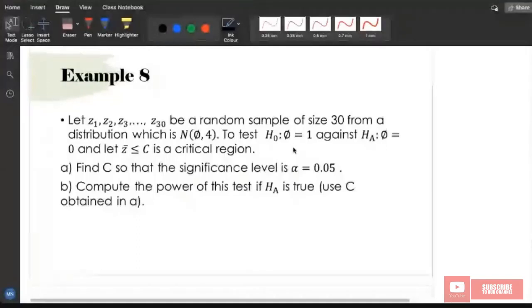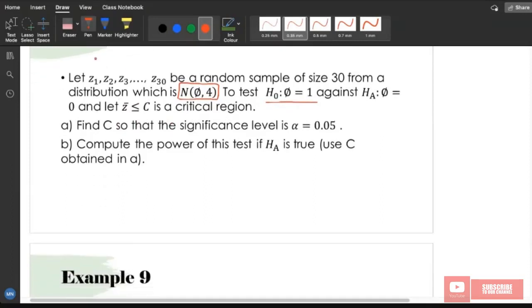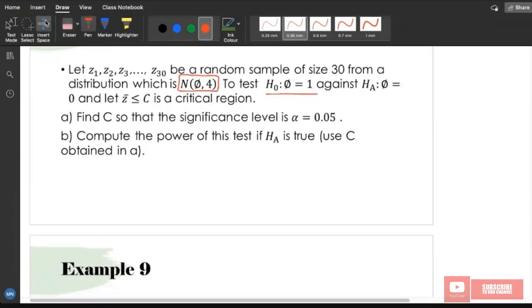So now let Z1 until Z30 be a random sample of size 30 from a distribution N(phi, 4), and test the null hypothesis that phi is equal to 1 against the alternative hypothesis that phi is equal to 0, and Z bar less than C is our critical region. Find C so that the significance level is 0.05.